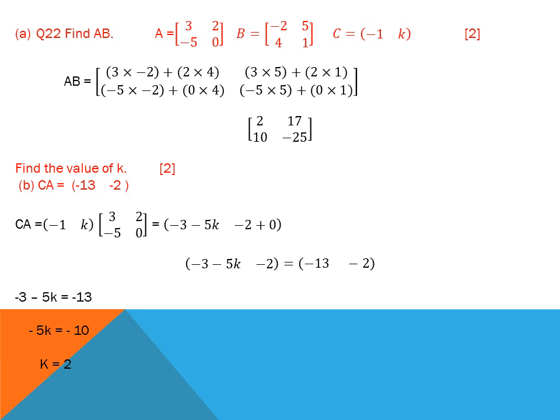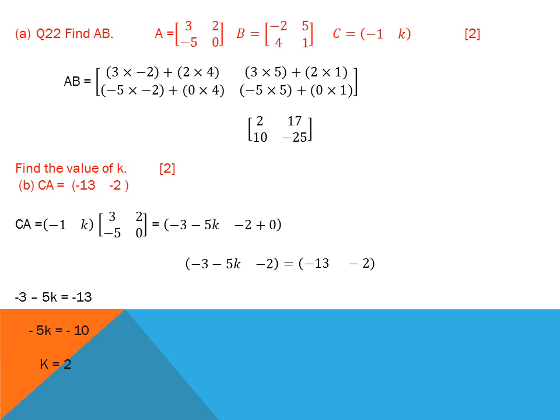And question number 22, it is related to the matrix form. A, B, C are 3 matrices. First, he is asking to find the product of AB. When we use a product in matrix form, we first multiply row number 1, 3, 2 by the column minus 2, 4. 3 is multiplied by minus 2, take a positive sign, then 2 multiplied by 4.